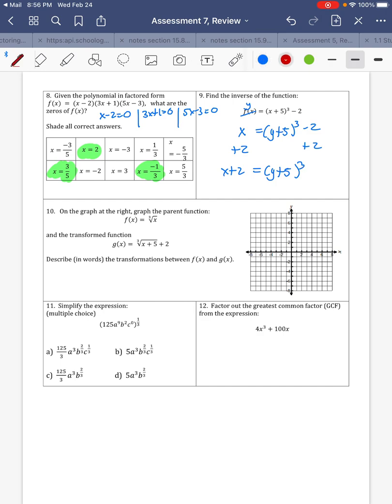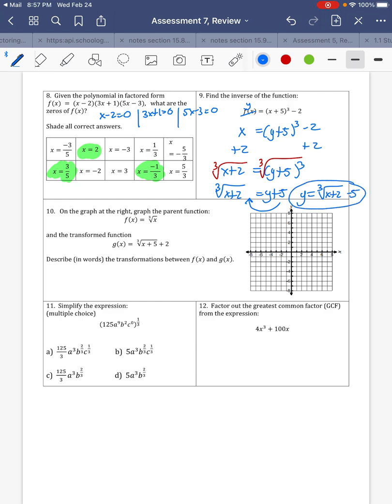Now to get rid of the 3rd power, I do a cube root on both sides. So over here we have a cube root of x plus 2 equals y plus 5. All I have to do is pop that 5 to the other side, basically subtract it from both sides. So my answer is y equals cube root of x plus 2, minus 5 on the outside.